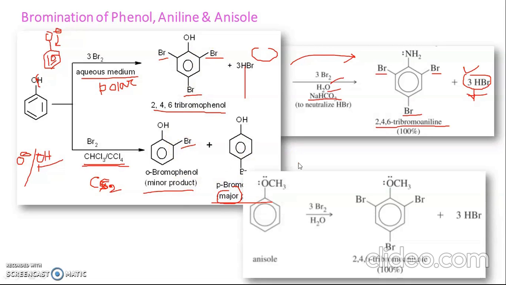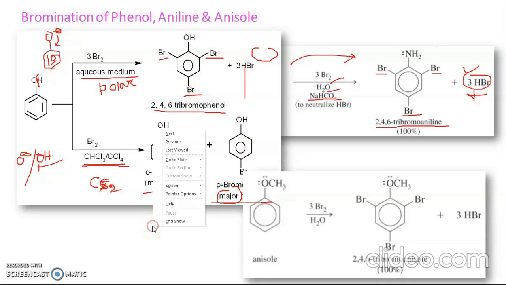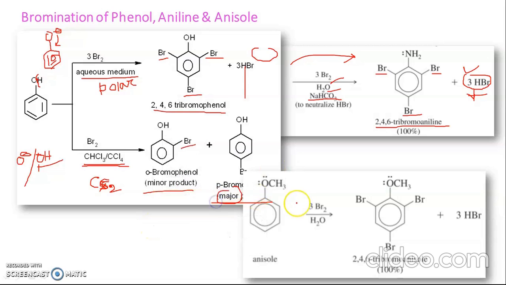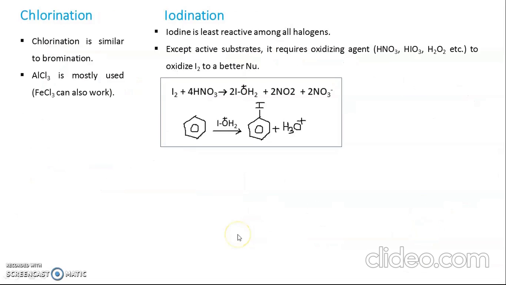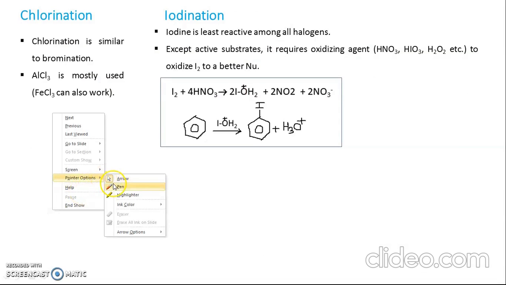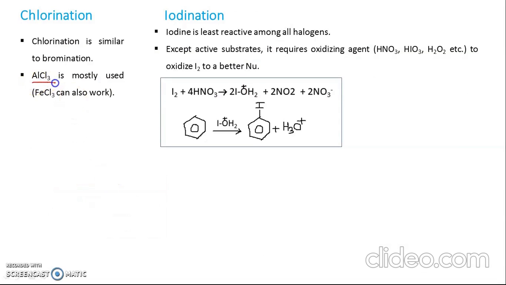Now next is anisole. Anisole means a methoxy group is there in the benzene ring. So it is also the same as that of aniline, you can see. And here also we have to use some base so that we can neutralize the side product, that is HBr. So that is all about bromination. Chlorination is also just like that of bromination, and sometimes AlCl3 is also used as a Lewis acid.